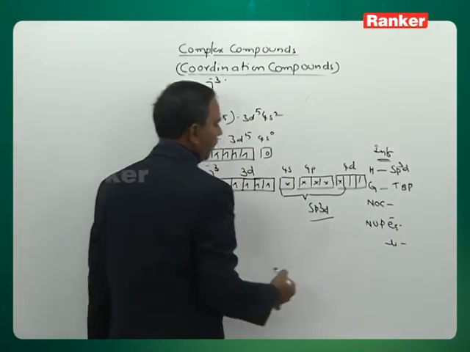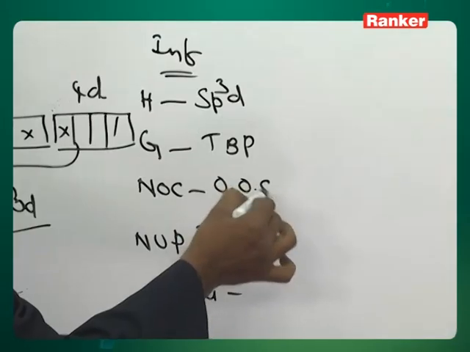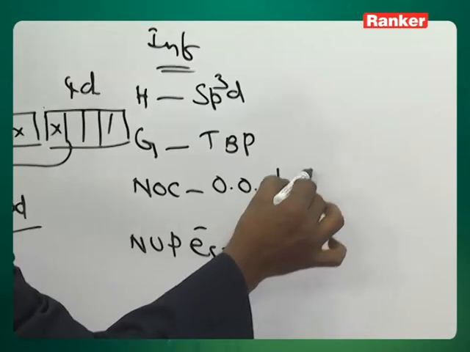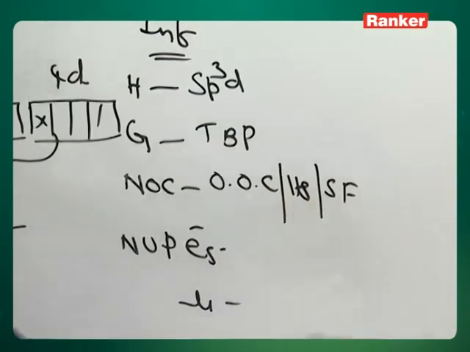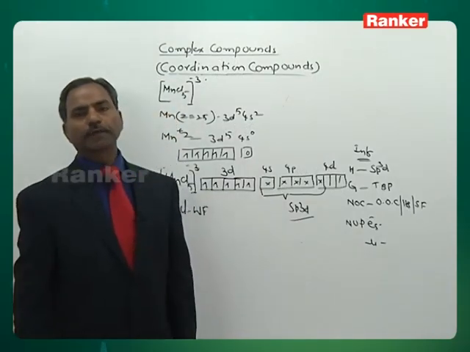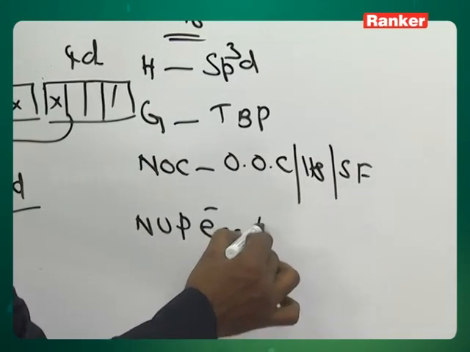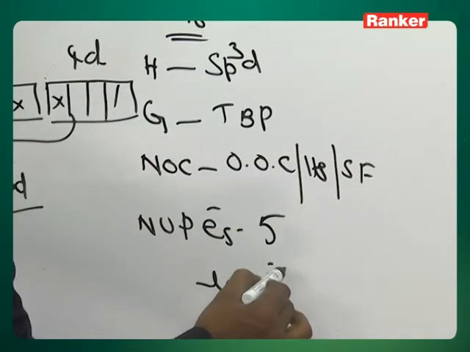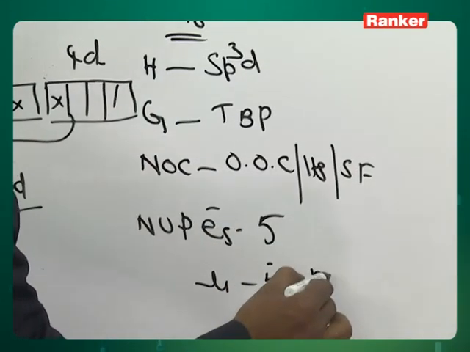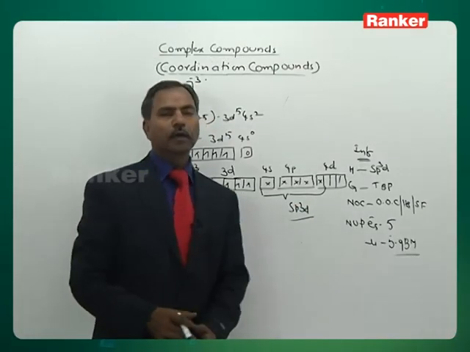And the nature of the complex: outer orbital complex, high spin complex, spin free complex. Outer orbital complex, high spin and spin free. Next, number of unpaired electrons, as you are clearly seeing on the board, 5 electrons, and the magnetic moment is 5.9 BM. This is the information about this particular complex.